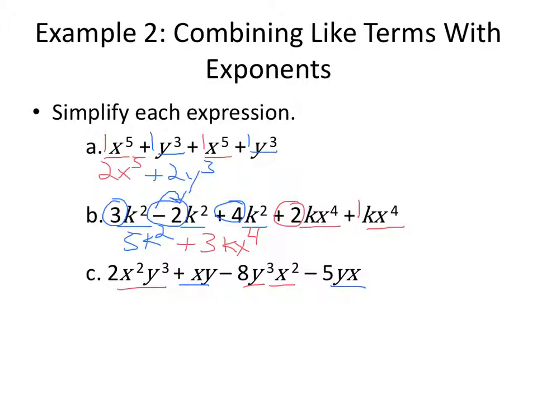So let's first of all add our x squared y cubed terms, which have a coefficient of 2 and a negative 8. Remember that the sign there goes with the term that follows. So 2 plus negative 8, or 2 minus 8, would be negative 6 x squared y cubed. And then you have a coefficient of 1 here with the xy and negative 5. 1 plus negative 5 is negative 4xy. So that is the simplified expression for letter C.